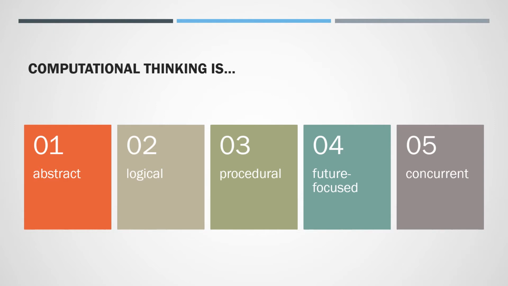Computational thinking has 5 key features. It is abstract, logical, procedural or modular, we sometimes say. It's future focused and it can employ concurrent methods. So let's explore all of those in a little bit more detail.